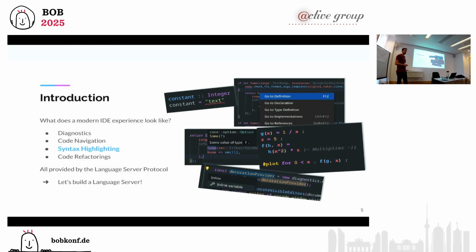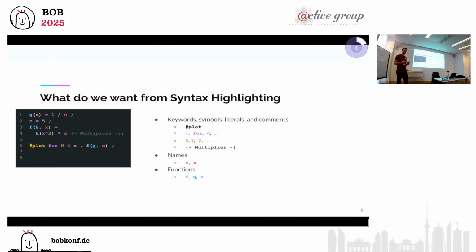So, what do we actually want from syntax highlighting? This is a little bit small, I'm sorry. I'll try to explain it. What do we actually expect from the syntax highlighting that we have in the editor? Well, very basically, we have keywords, for example this plot, or symbols like the equality sign and comparison operators. We have literals like 0, 1, and 2, and also 5, and so on, that we want to display differently than operators and keywords. And then we also have comments.